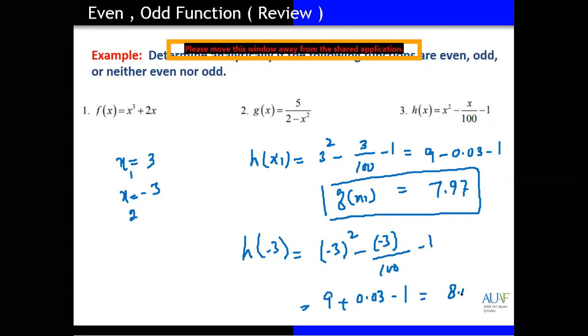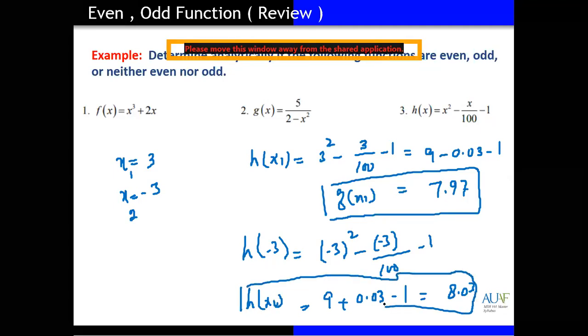Now you can see both are different numbers. H of x2 is equal to what? 8.03, and h of x1 equal to 7.97. Both are different. So these are neither even function nor odd function. I think this one is clear.